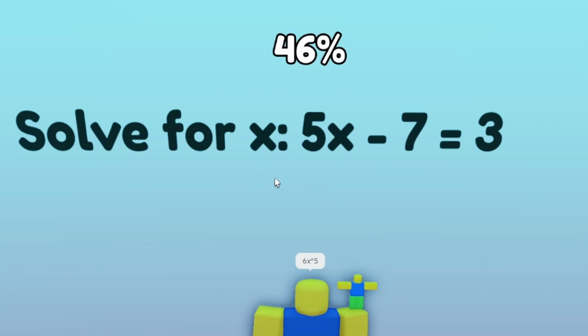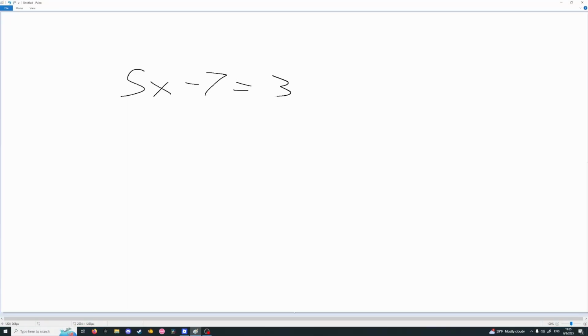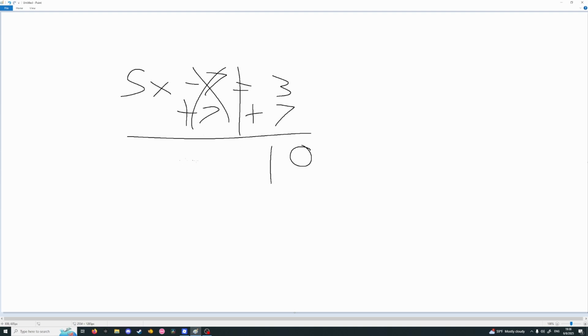Here we have solve for x. 5x minus 7 equals 3. What? How? Why did we go from differentiation and integration to like algebra 1 stuff? What the heck? That was really sudden. Okay, so we're gonna get a 10, then we're gonna get 5x, and just divide by 5. X equals 2. Very cool.